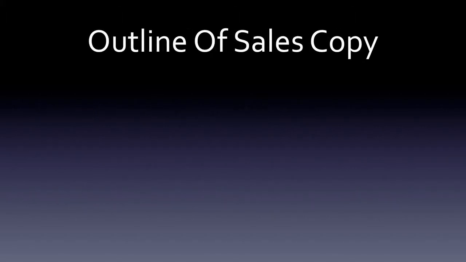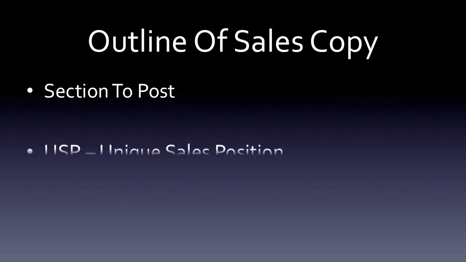So here's a quick outline on how to write sales copy for classified posts. For starters, you got to make sure, like I said before, you know the right section that you're going to be posting in. You want to know your target audience, what they're looking for, and understand the user experience of them going on the classified sites and how they're going to look for what they're searching for. What categories are they going to go to? What search terms are they going to be putting in?